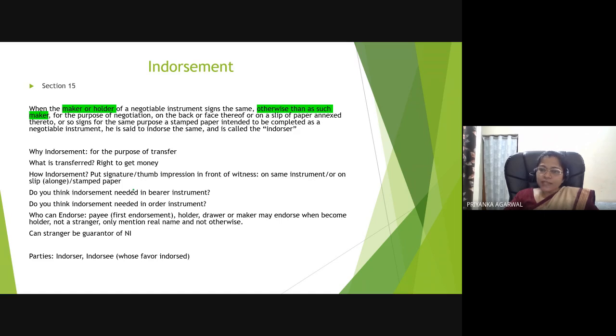Which kind of instrument? Yes, Suvendu. So tell me again, which kind of instrument is transferred just by mere delivery?